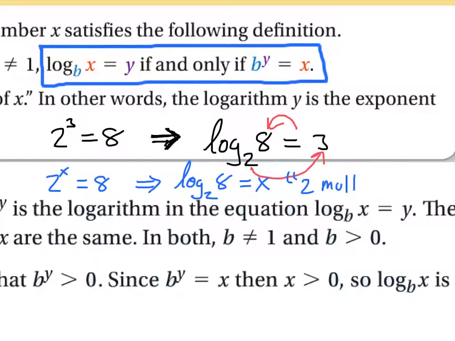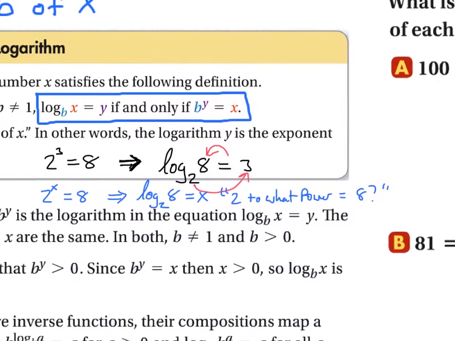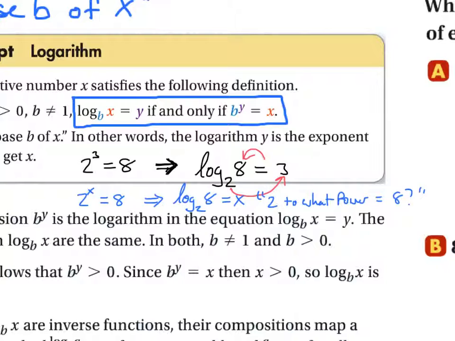Let's say, 2 to what power equals 8? That's what we're asking ourselves when we do logarithms. Okay, if I have log base 2 of 8, I want to know 2 to what power equals 8. So we're now learning how to solve for those exponents rather than doing just guess and check.